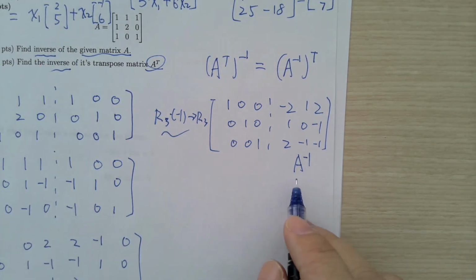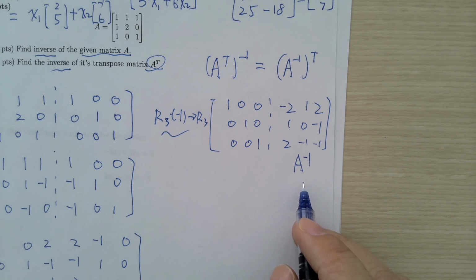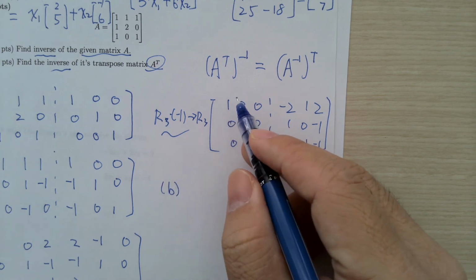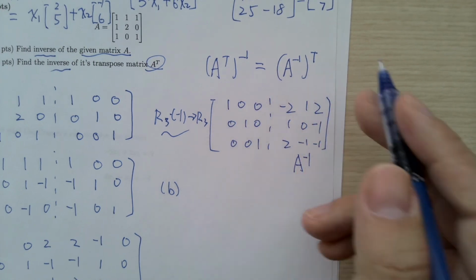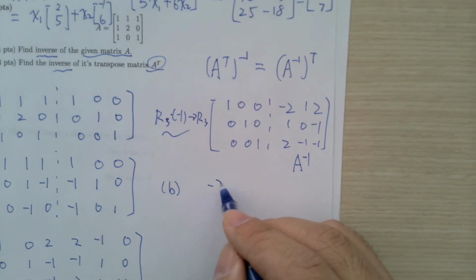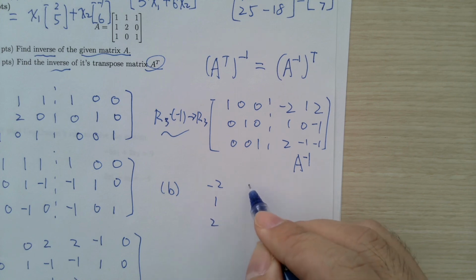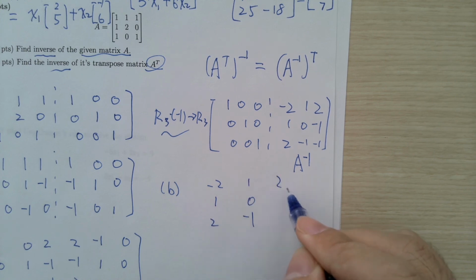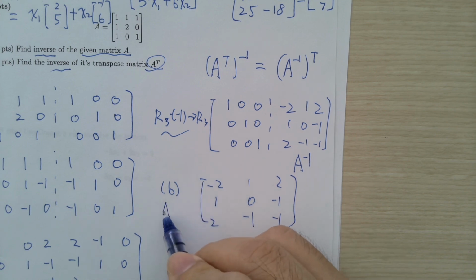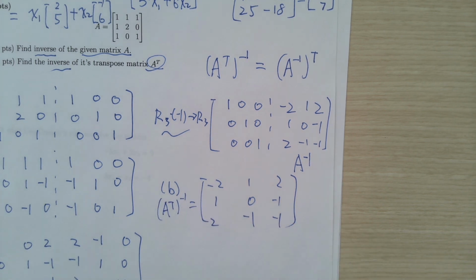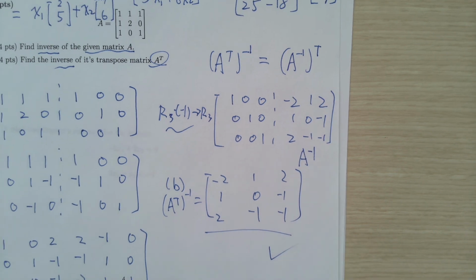And then once you got this part, for part B, we know that the inverse of the transpose equals the transpose of the inverse. So it's going to be negative 2, 1, 2; 1, 0, negative 1; 2, negative 1, negative 1. Okay, so that is the inverse of the transpose. Okay, so we're done with this.